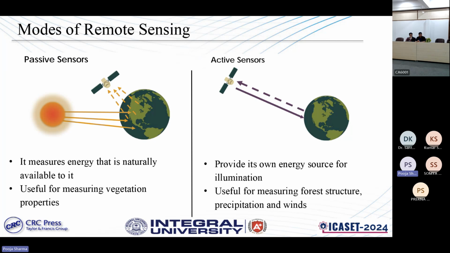There are two modes of remote sensing. First is passive sensors, and the second is active sensors. The passive sensor measures the energy that is naturally available to it, and it is useful for measuring vegetation properties. And the active sensor has its own source of energy for illumination, and these are useful for measuring forest structure and precipitation, etc.